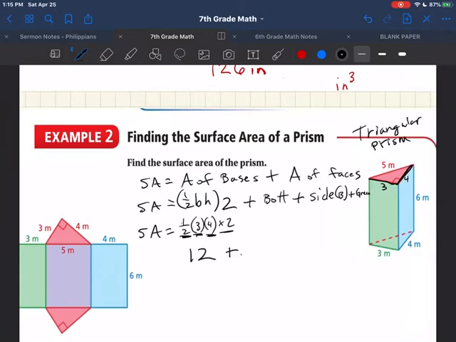And now let's look at the bottom part, okay? So we have a bottom and 2 sides. I don't really care how you look at this. You have a bottom and 2 sides.